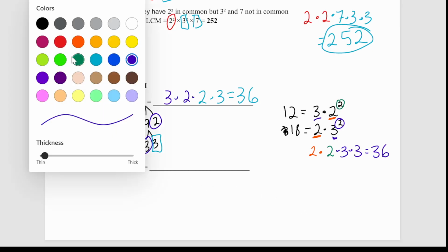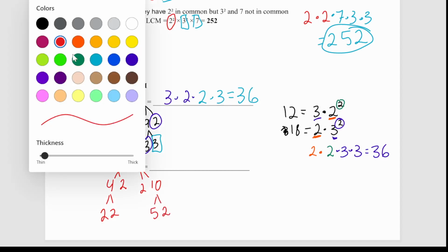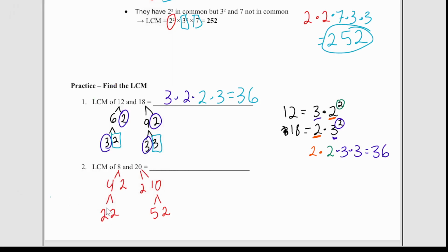If I want to find the least common multiple of 8 and 20, go ahead and try to use that same systematic method to find the least common multiple of 8 and 20. So for 8, that breaks down into 4 and 2, and 4 further breaks down into 2 and 2. 20 breaks down into 2 and 10, and 10 breaks down into 5 and 2. So what do they have in common?